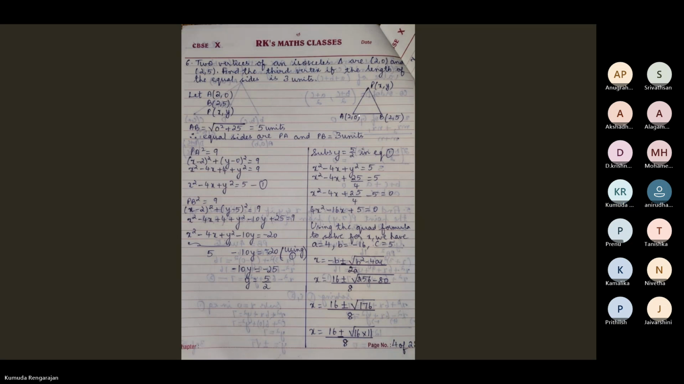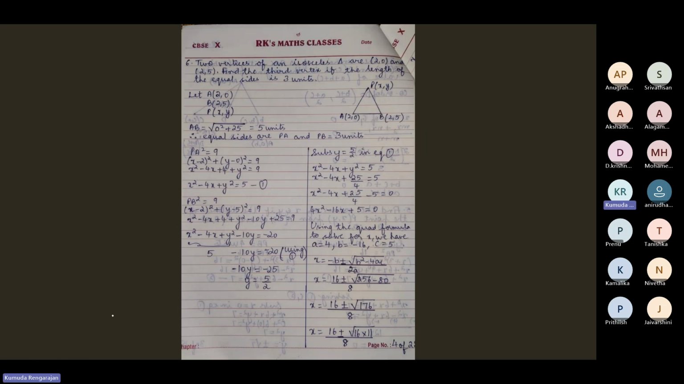Okay. So since we know the coordinates of A and B, by using the distance formula, you can find the length of the line segment or length of the side AB. That is 5 units. But equal sides are 3 units. So that means these two have to be the equal sides because this is 5. But the equal sides are 3. So these two sides have to be equal.